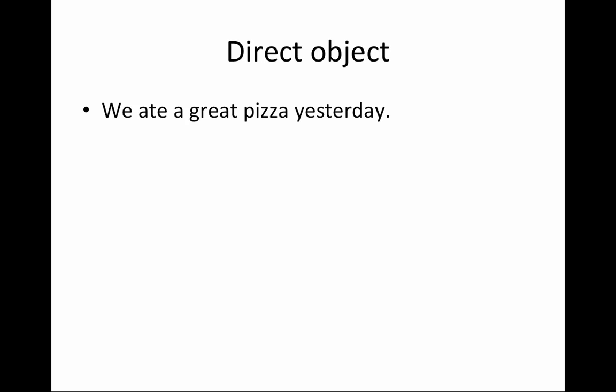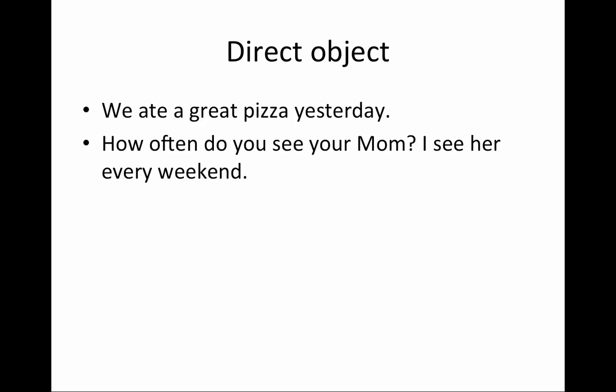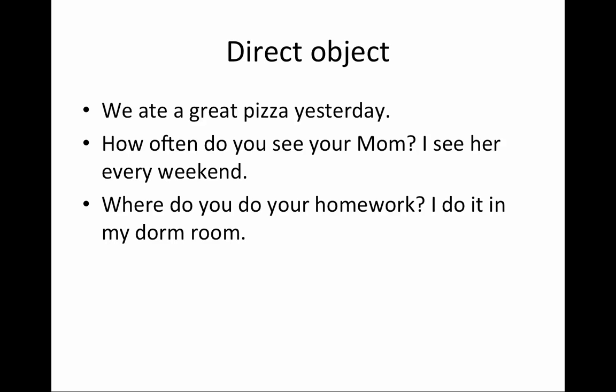Let's look at a couple of sentences. We ate a great pizza yesterday. Your verb is ate. What did we eat? A great pizza yesterday. How often do you see your mom? The verb is to see. How often do you see whom? Your mom. I see her every weekend.